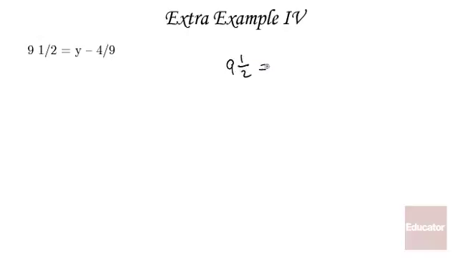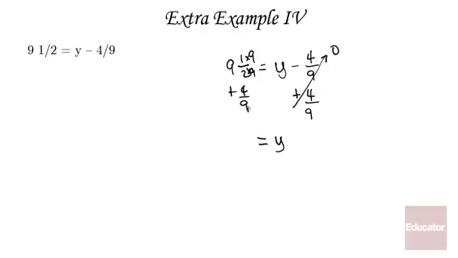9.5 equals y minus 4/9. So in this case, the opposite of subtracting 4/9, or the inverse, is going to be to add 4/9. 4 over 9 minus 4 over 9 becomes 0. In the case of adding fractions, you do not need to change your mixed number into an improper. You just need to make the denominators the same. In this case, they can both be 18. I would multiply by 9, and I would multiply by 2.